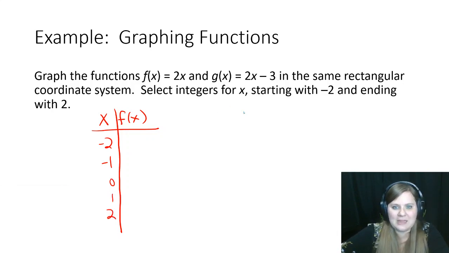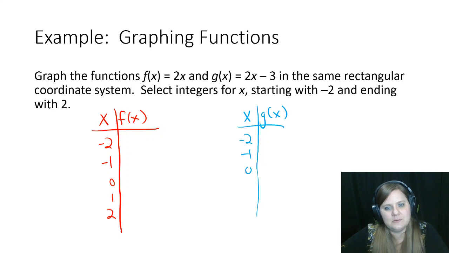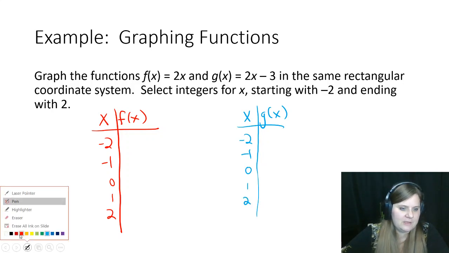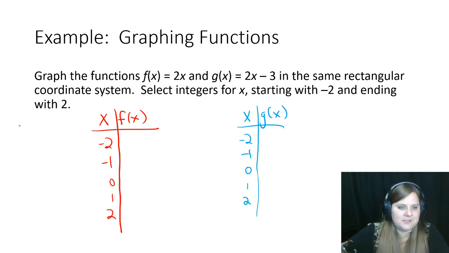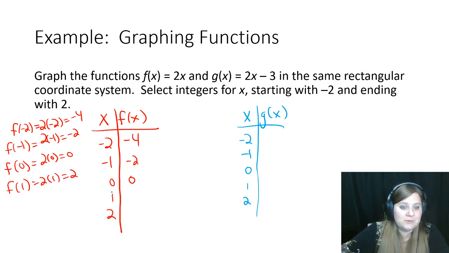And if I have g of x, I am also going to do that one from -2 to 2. So I'm going to start by plugging in -2. So f of -2 equals 2 times -2, which is -4. F of -1 is 2 times -1, which is -2. F of 0 is 2 times 0, which is 0. F of 1 is 2 times 1, which is 2. And f of 2 is 2 times 2, which is 4.